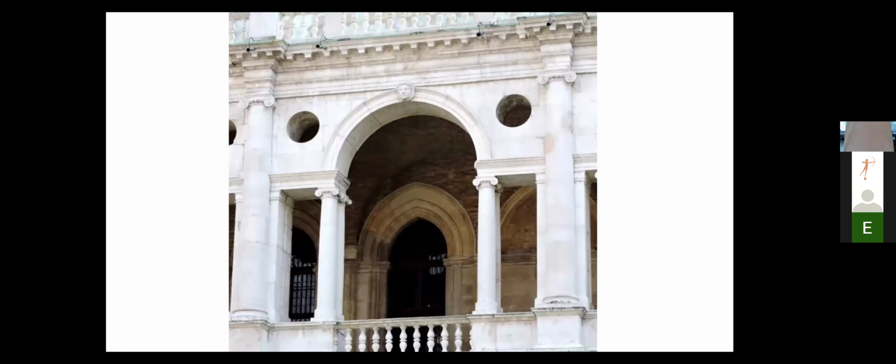So here is Palladio's Basilica, which ends up borrowing Serlio's language of the central arch theme, with the 2 flanking side aisles on either side of the arch.